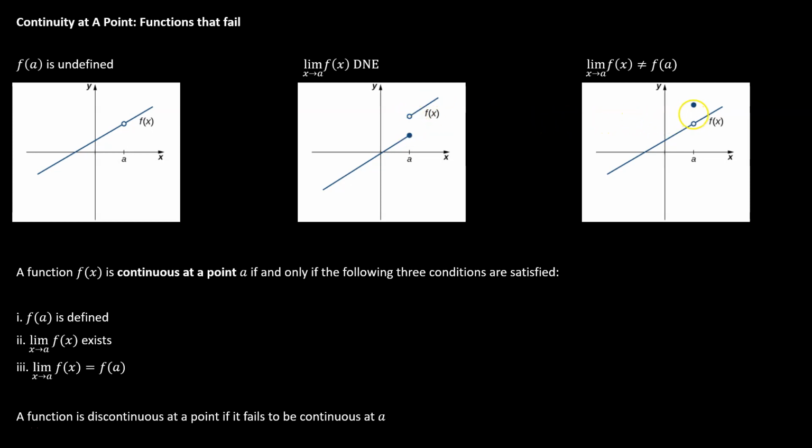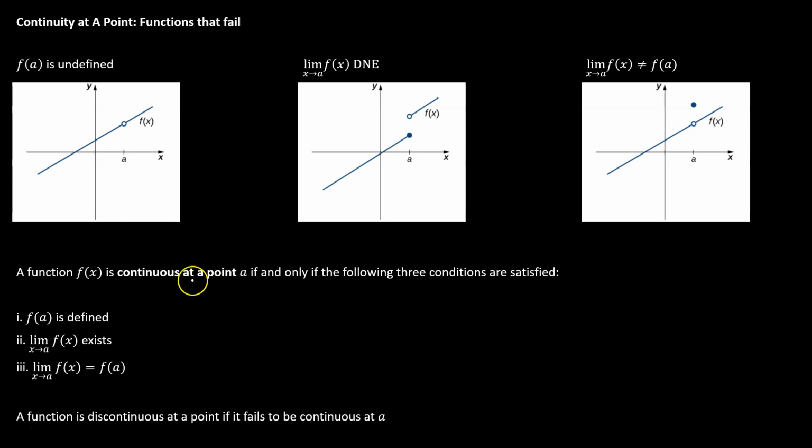And then all the way on the right, we have the same scenario as the first picture, but in this case, the function is defined. If I plug a into my function, I know to go up to this solid dot. The problem is that the solid dot is not the same value as what the limit of the function is approaching as x is approaching a. So these three conditions are what we use to define continuous functions at a point.